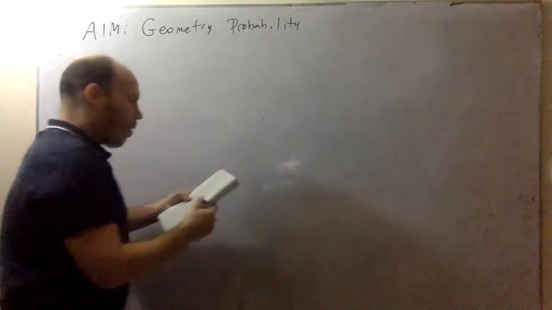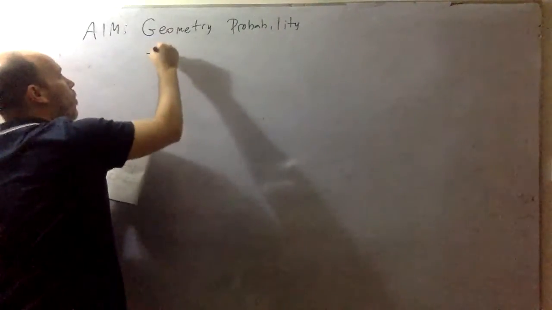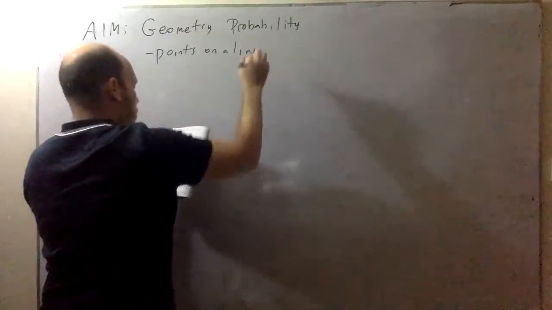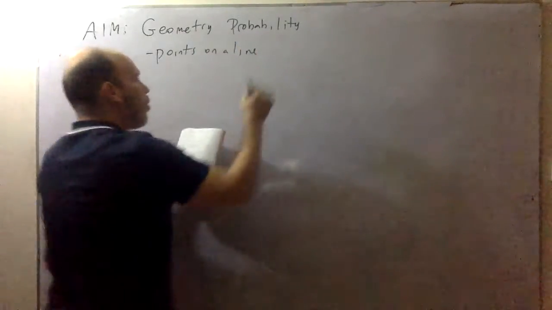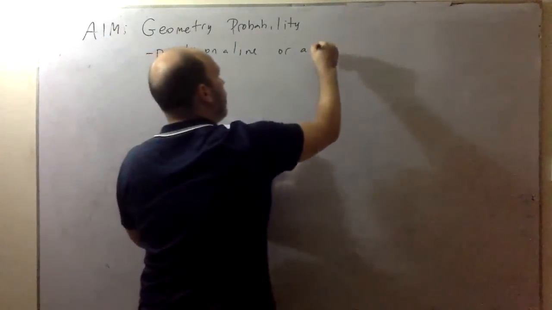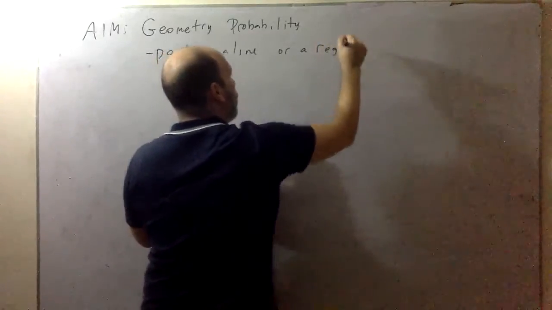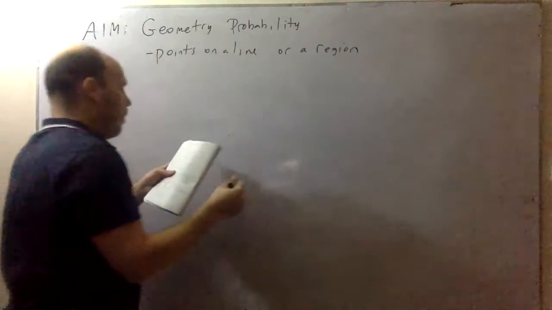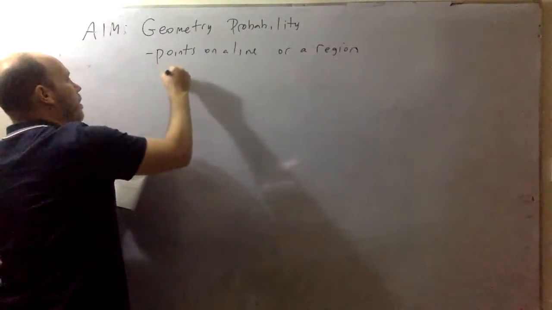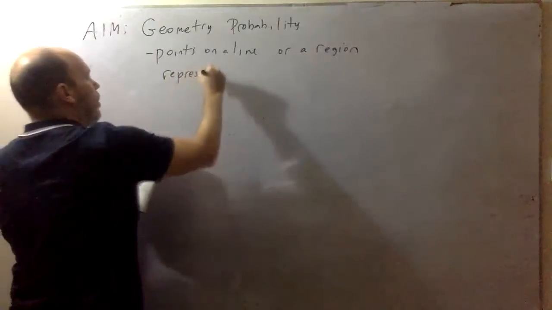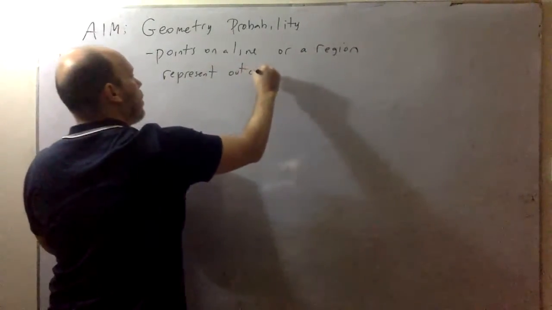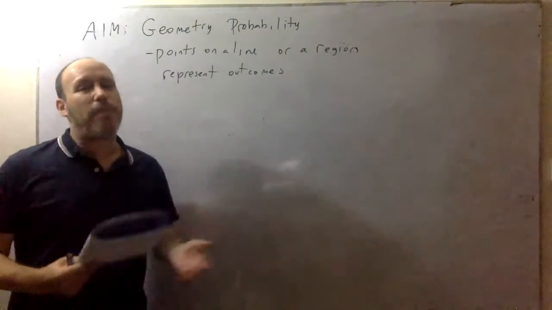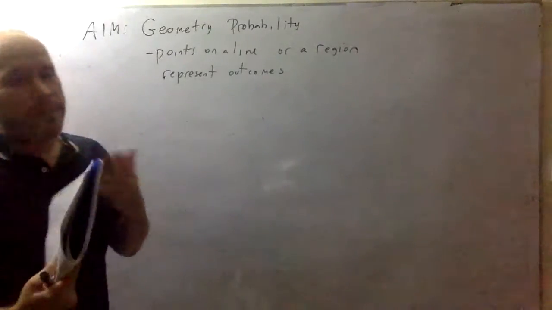Geometric probability is basically points on a line or a region that represent outcomes. And we can expand that to just geometric shapes and stuff. But the first couple of examples will be the idea on a number line.